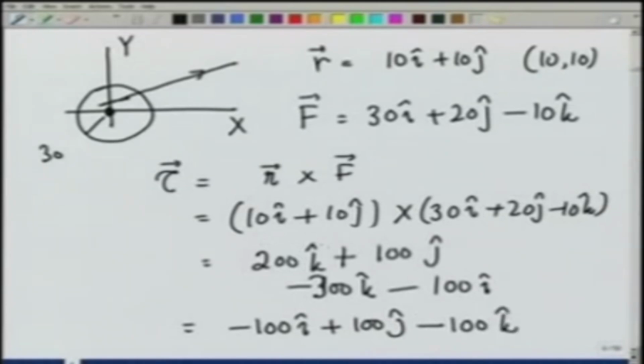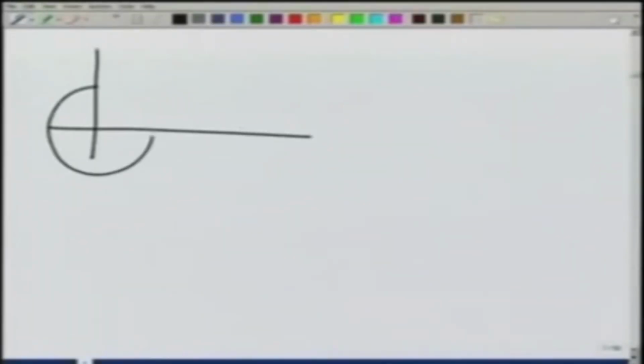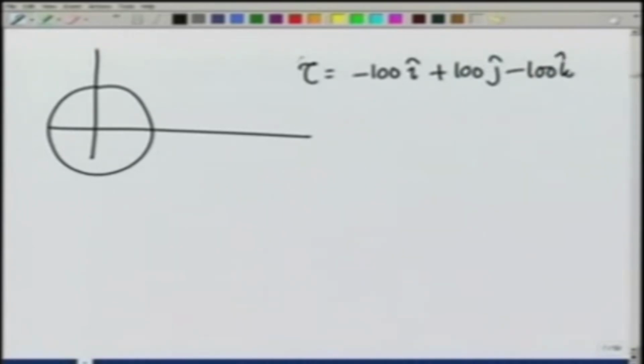That is the total torque, but I want to find the torque about axis z, because this disk is free to rotate about axis z. So, let me make the picture again. Here is the disk. The torque came out to be minus 100 i plus 100 j minus 100 k, the torque vector.